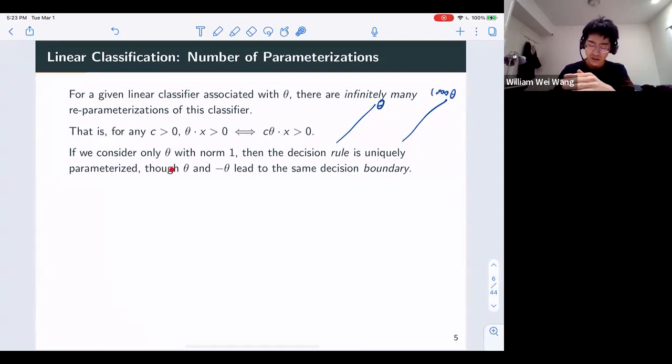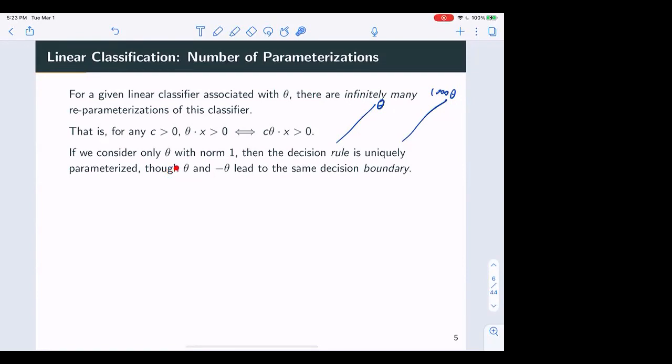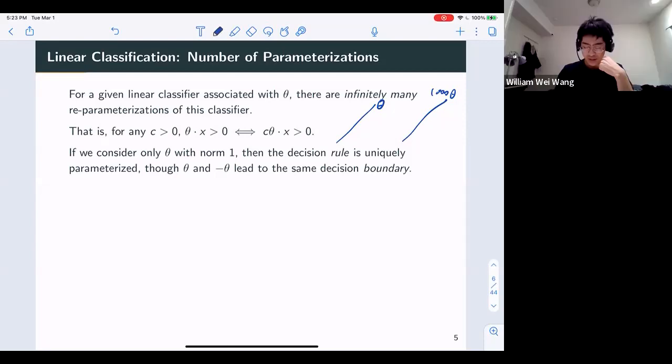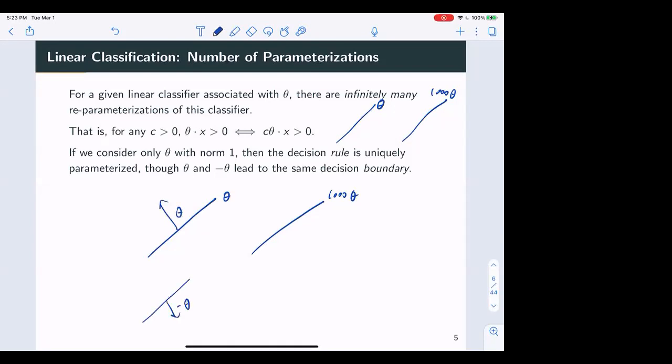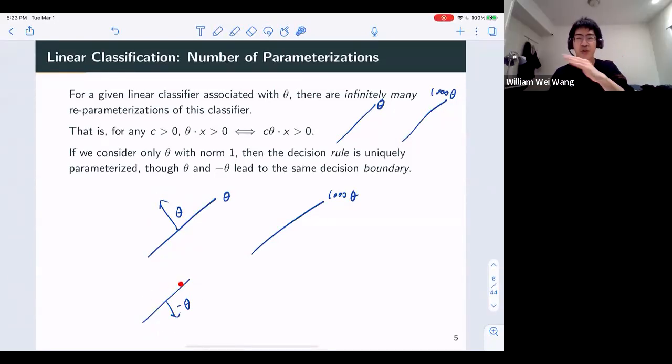So theta and negative theta give you the same line, but only one of them will give you the same direction of classification. Pictorially, if this is theta and this is 1,000 theta, then negative theta will be this way. These two have the same decision boundary, but the decision rule is different. They classify in the opposite way.